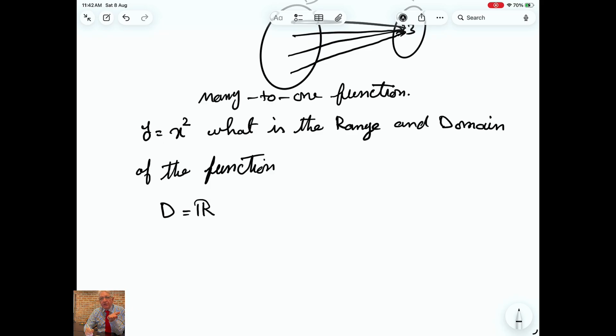What is the range of the function? Any number you raise to the power of 2 gives a positive result. If it is negative, the answer will be positive. If it is positive, the answer also will be positive. Therefore, the range is from 0 to plus infinity, or you can write it as y such that y is more than or equal to 0.